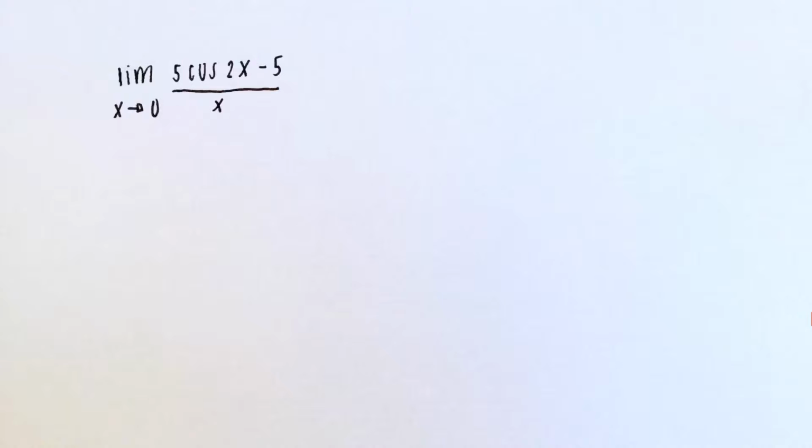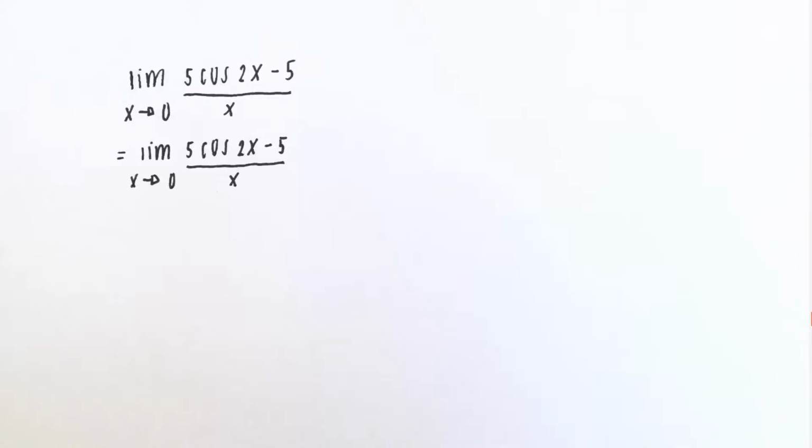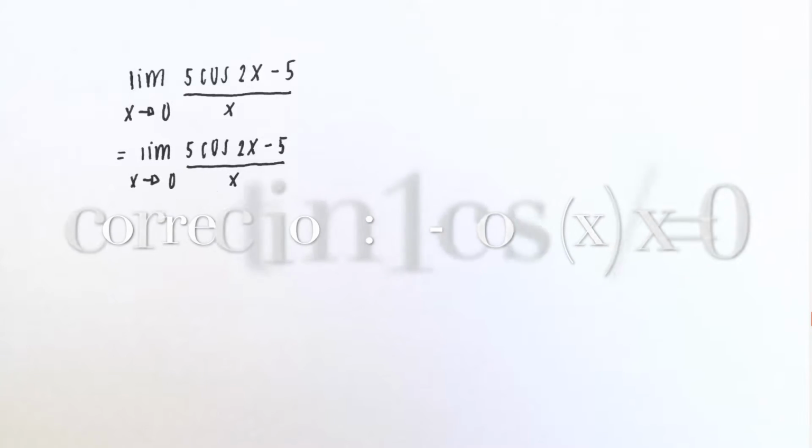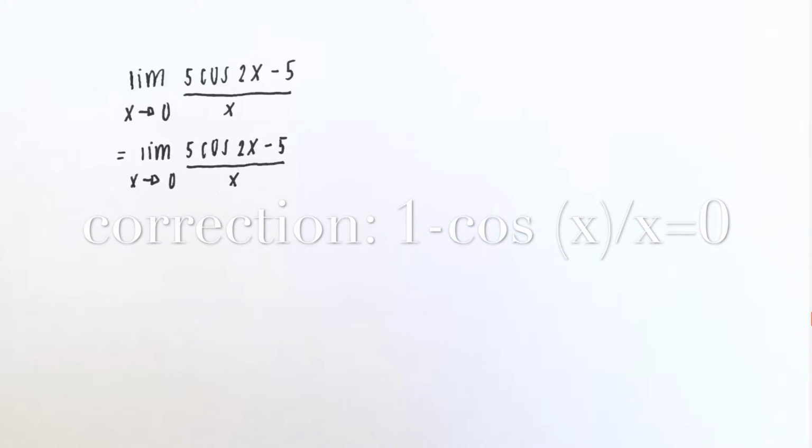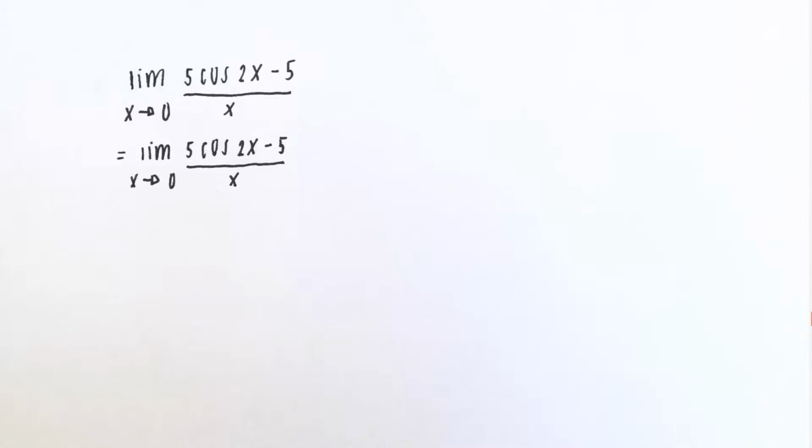We are asked to find the limit of 5 multiplied to cosine 2x subtracted by 5 all over x. As you may have noticed, the given now deals with the trigonometric function of cosine rather than sine x. We must follow the rule of 1 subtracted by cosine x all over x equates to 0. We must manipulate the function.